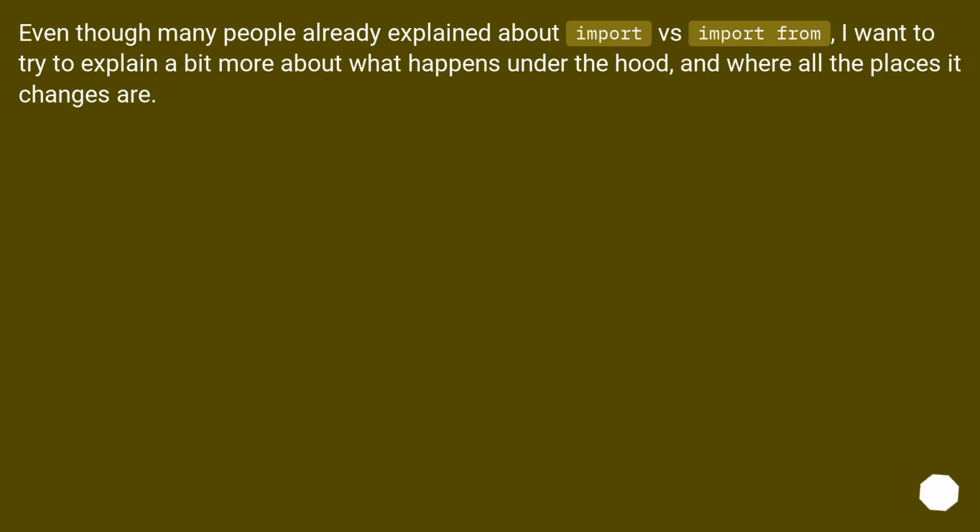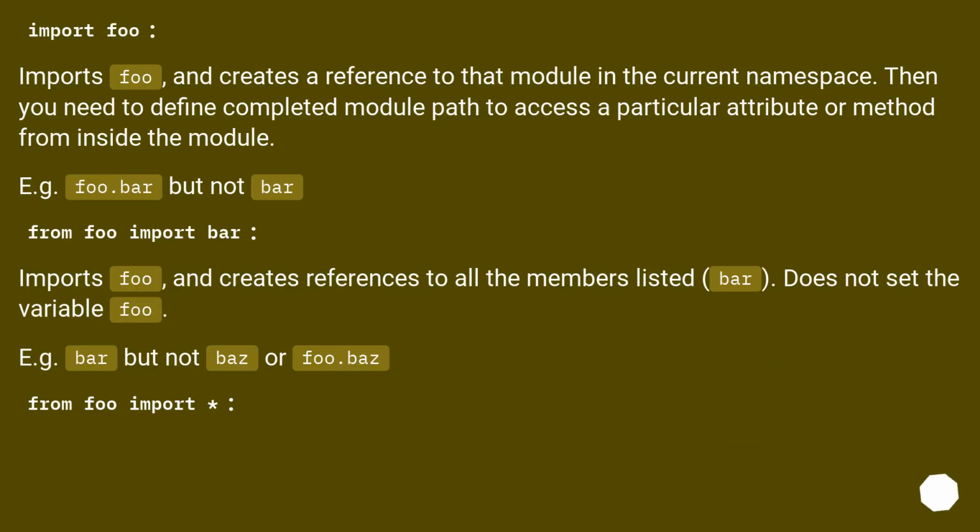Even though many people already explained about import versus import from, I want to try to explain a bit more about what happens under the hood, and where all the places it changes are. Import foo imports foo, and creates a reference to that module in the current namespace. Then you need to define the complete module path to access a particular attribute or method from inside the module. For example, foo.bar but not bar.